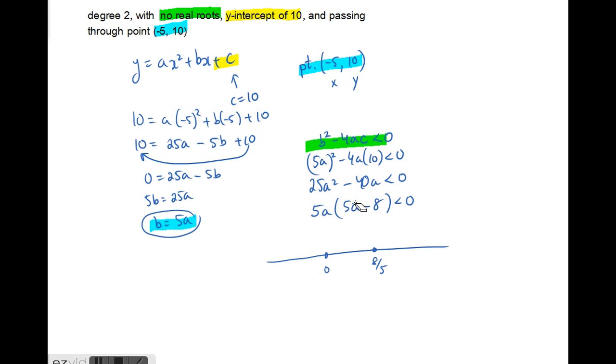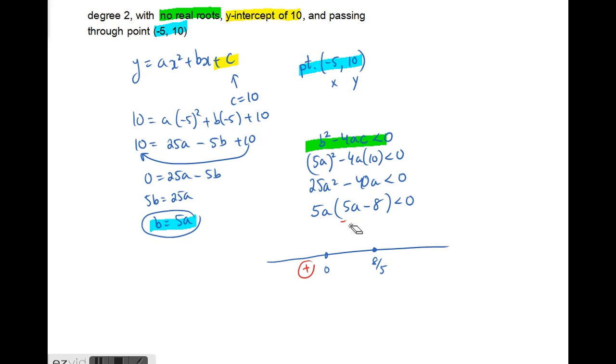So I will take a test point less than 0, for example, -1. If I were to plug it into the function that I have here, I would have 5, which is positive, multiplied by a -1, which is negative. And then 5 times -1 would be -5, subtract 8. So a negative number subtract 8 would still be a negative. So overall, I have positive times negative. So overall, on this interval, I have something that's positive.